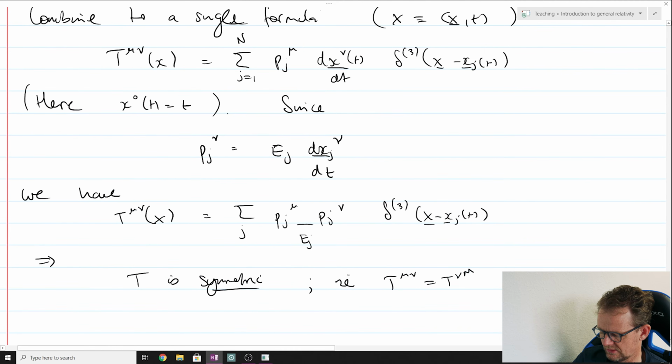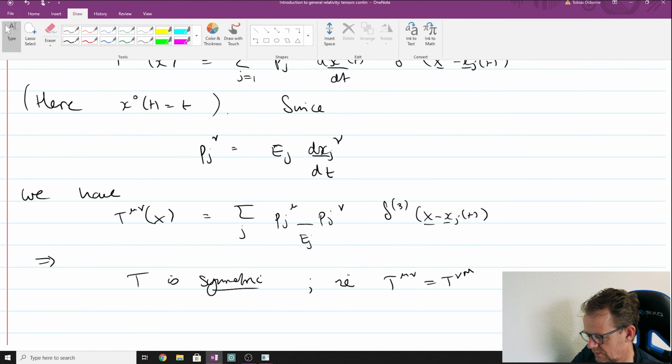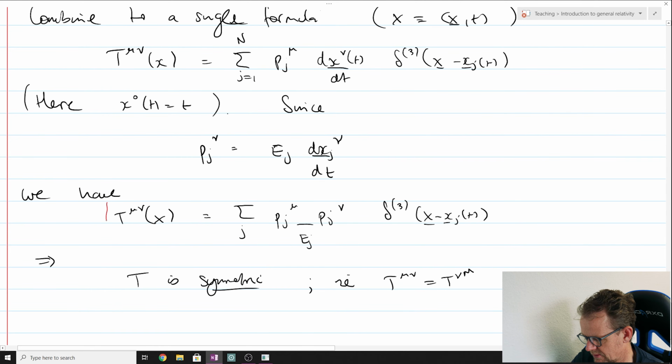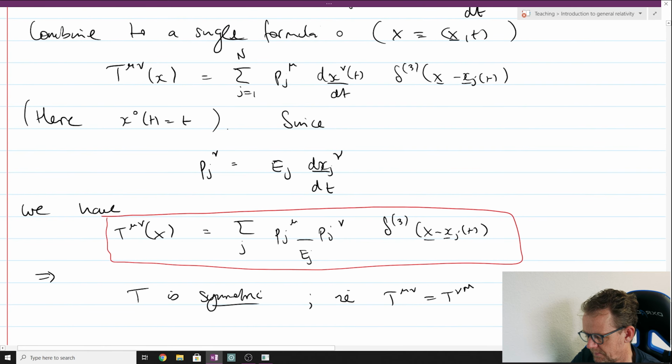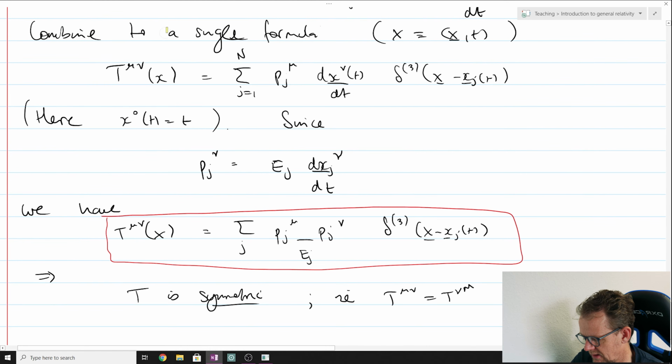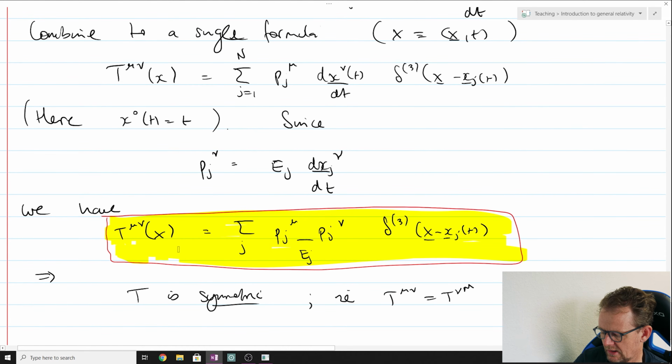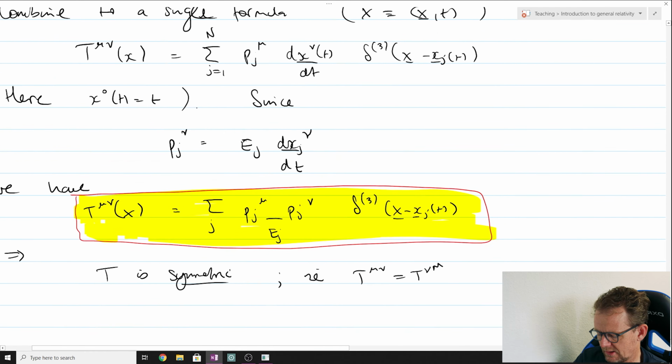So now we've got this field of numbers. So we ask, is this a tensor field? I'd claim it's not very obvious at all that this thing here is a tensor field, right? It's a collection. I hope you agree that T mu nu x is a collection of numbers that we can associate to every point in Minkowski spacetime.